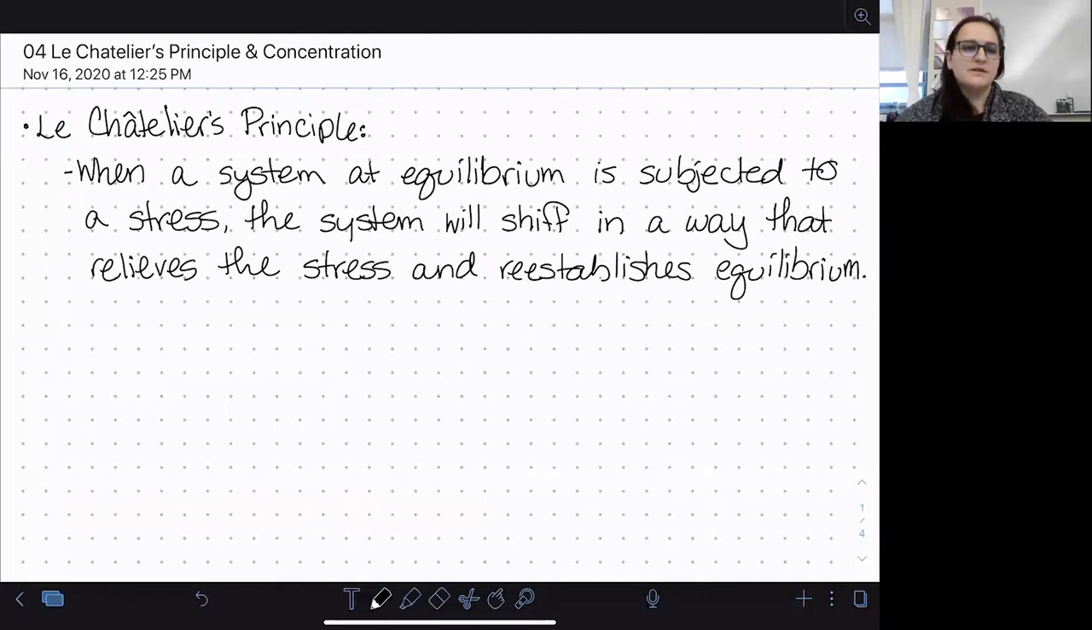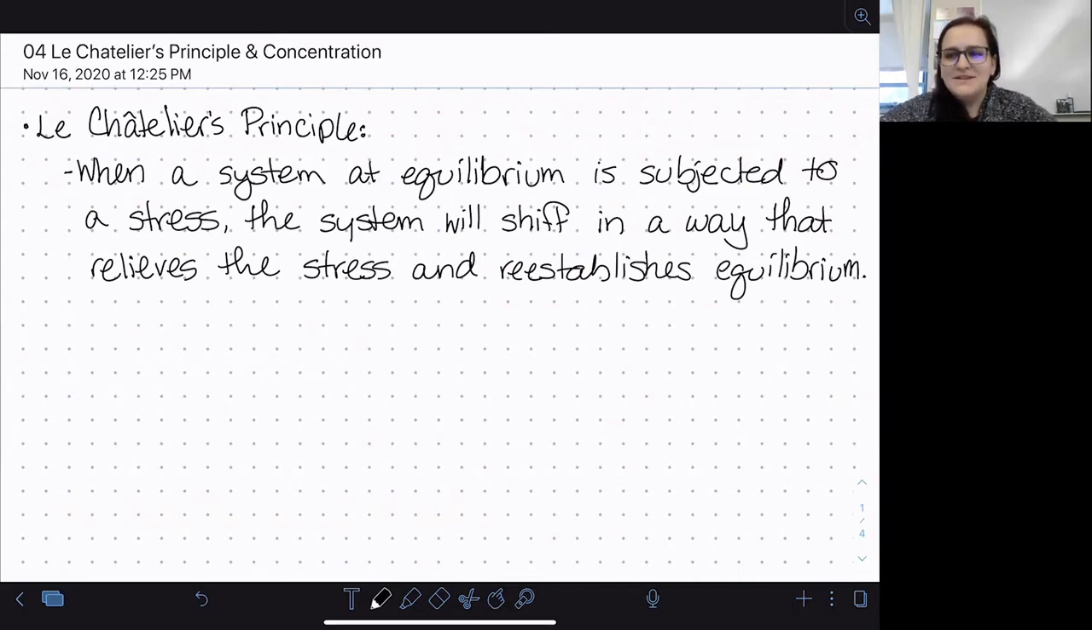In this video, we're going to start learning how we can manipulate an equilibrium to do what we want it to do. So we've talked about how all reactions will proceed until they reach equilibrium, and then they will stay there forever as long as you don't mess with them. Today, we're essentially talking about how you mess with them.